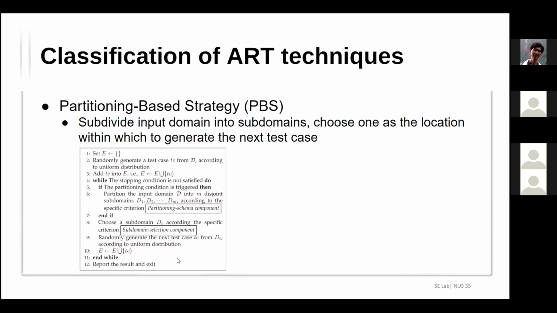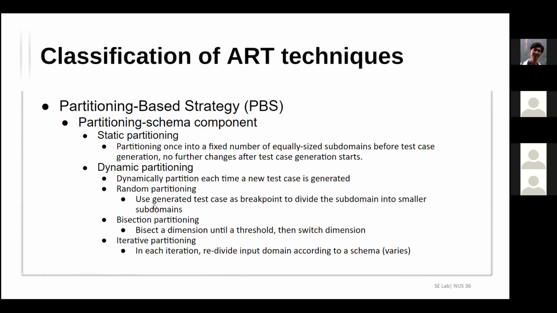And again, this is the algorithm. We have two components. One is how to partition the input domain into different subdomains. And given this partitioning, how do we choose the subdomain that we want to pick our test cases from? So first is how to partition. There are two types of partitioning in general: static partitioning and dynamic partitioning. Static partitioning is where you partition once at the start of the entire procedure and you don't change partitions ever again. Whereas with dynamic, you change partitions every iteration of the procedure.